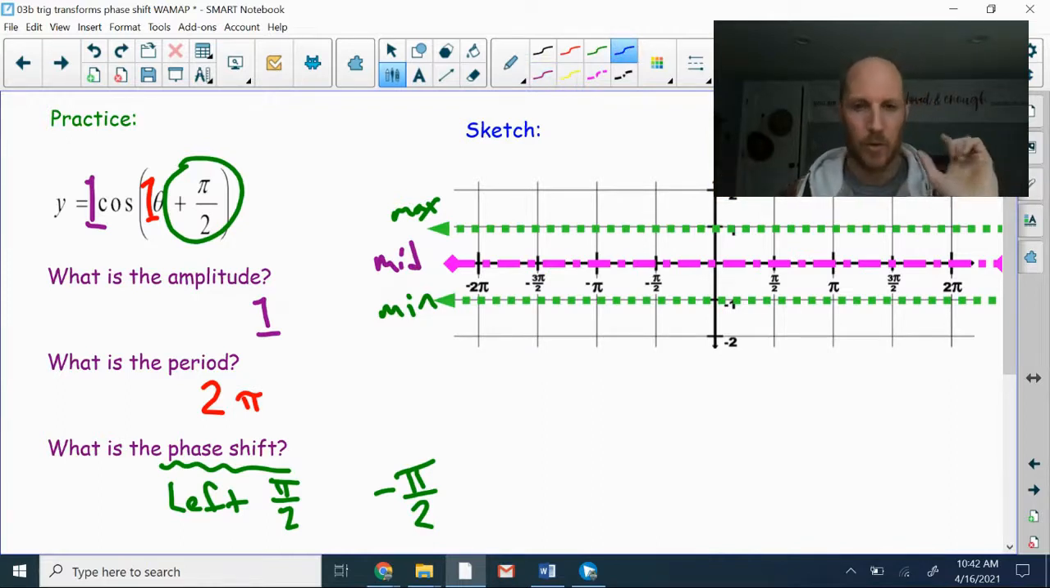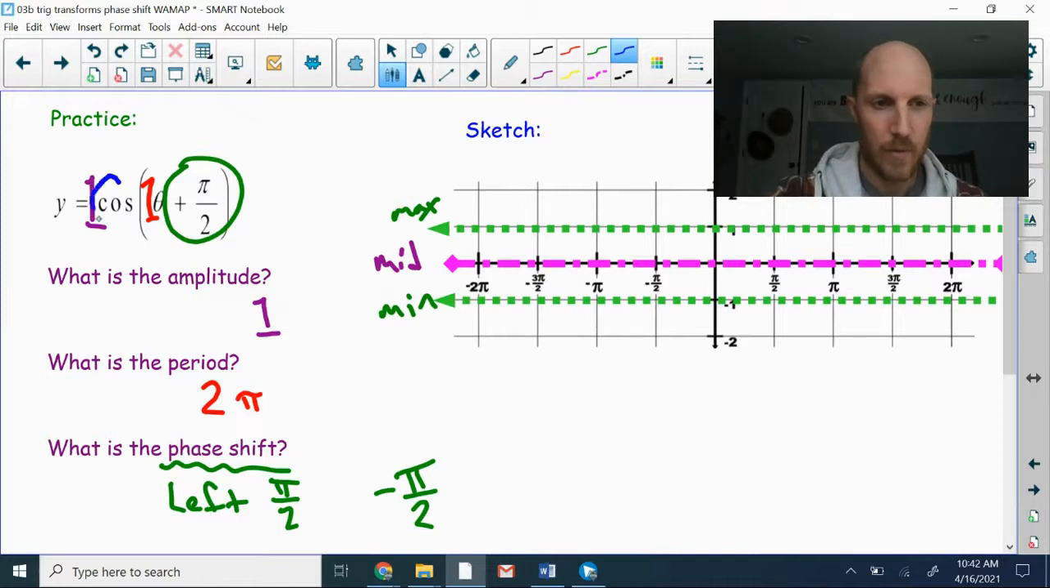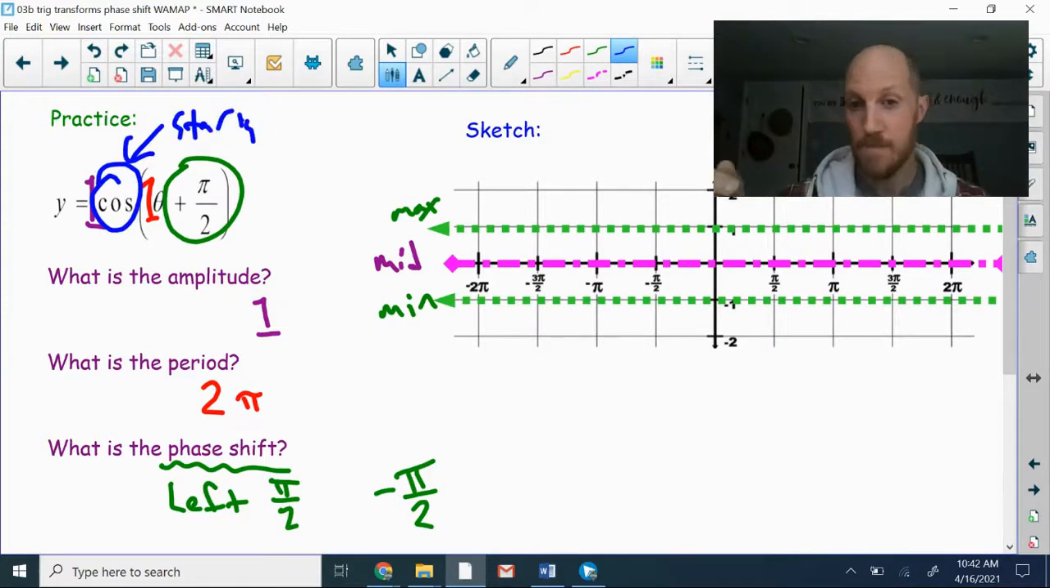All right. So the graph in this case is a cosine graph. Cosine starts at the... multiple choice. Maximum, middle, or minimum? Cosine starts at the maximum. Nice job.